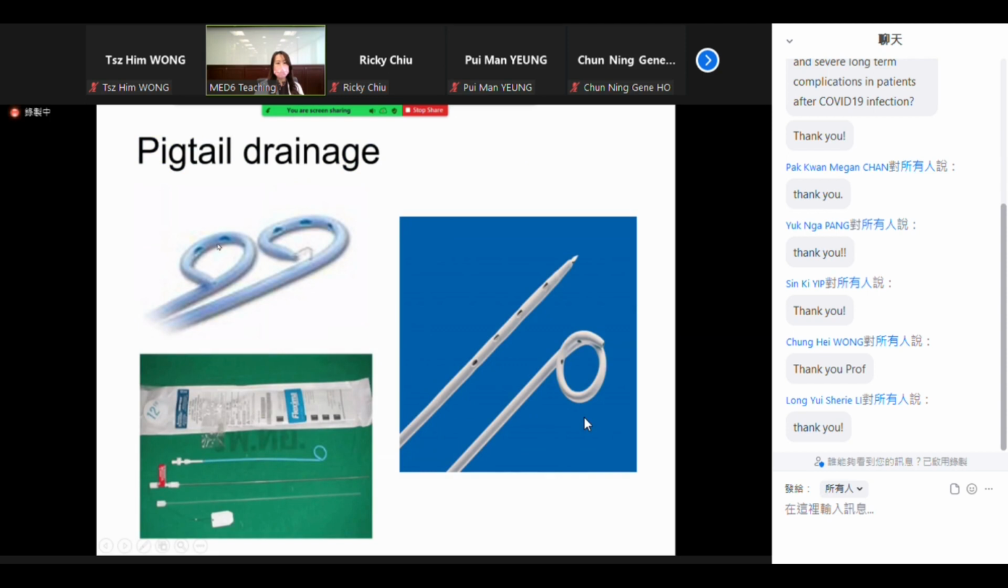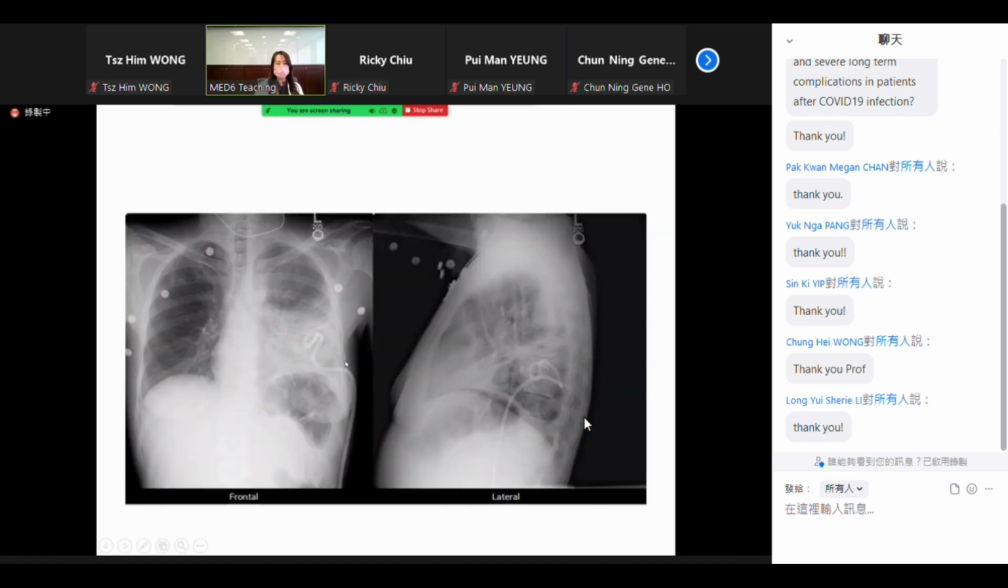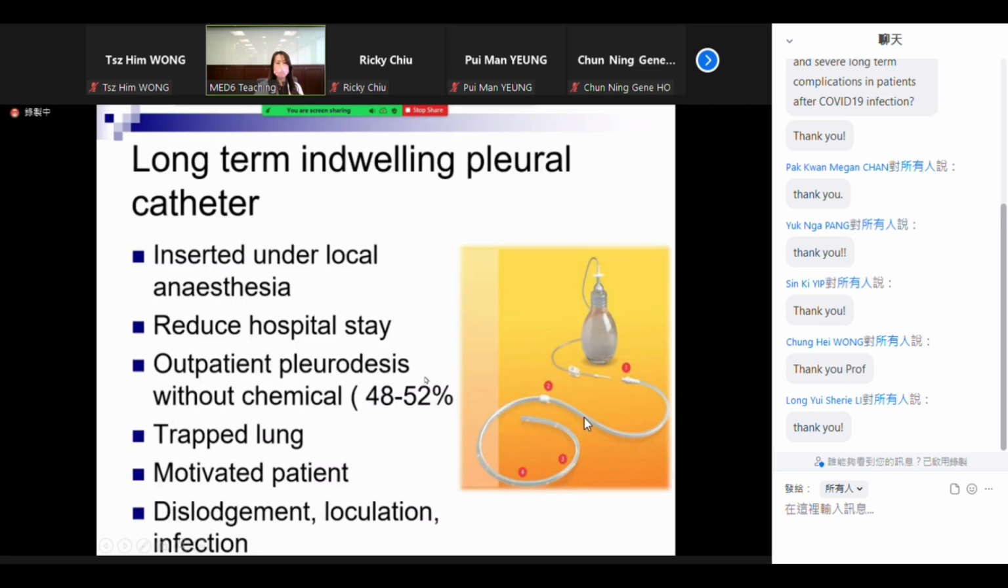So this is the pigtail drainage. The pigtail is useful to prevent easy dislodgement of the pleural drainage catheter from the pleura. And there are also some side holes to assist the drainage. So this is a pigtail. We use the Seldinger technique for insertion. So this is how the pigtail looks like in the chest X-ray.